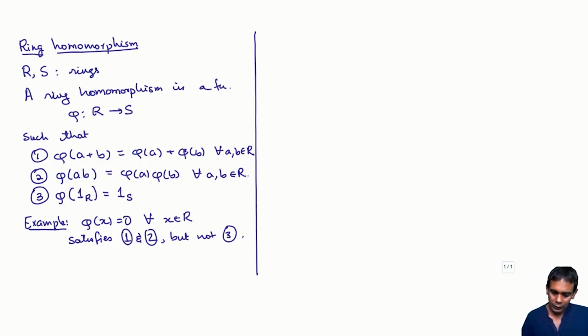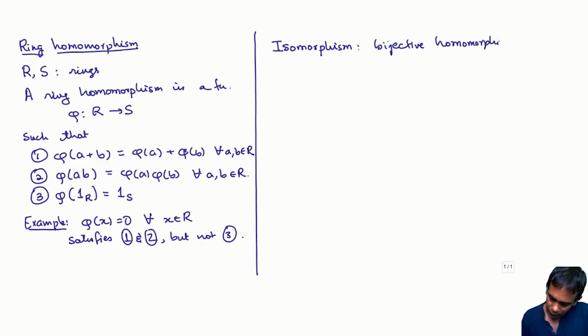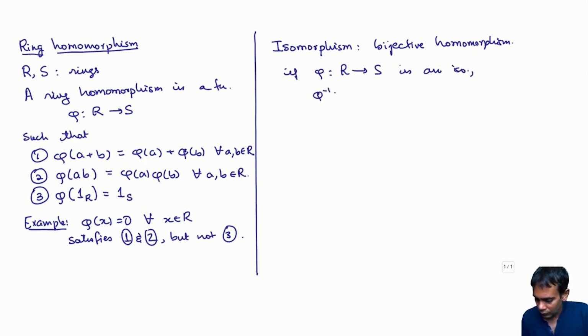Okay, and we can talk about isomorphism. An isomorphism of rings is a bijective homomorphism. And if phi from R to S is an isomorphism, then phi inverse from S to R is also an isomorphism.